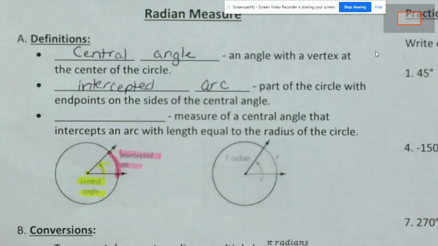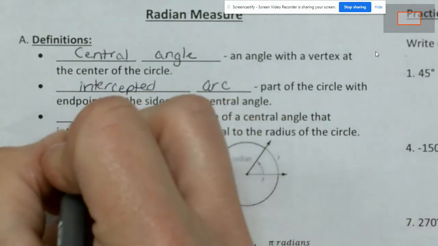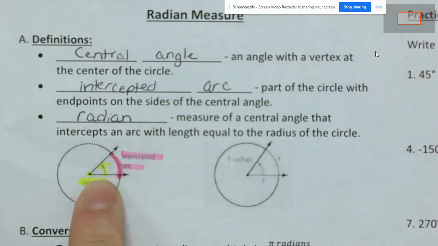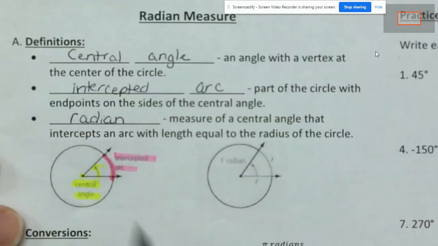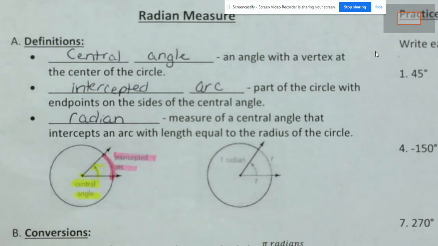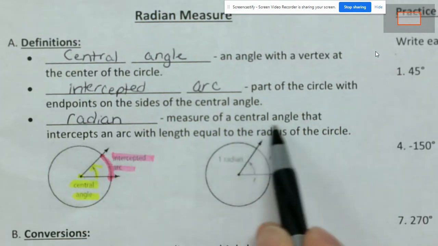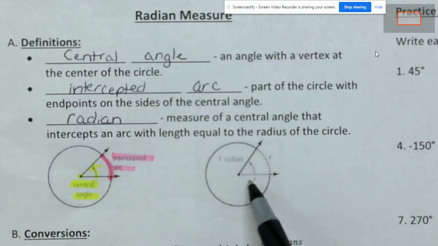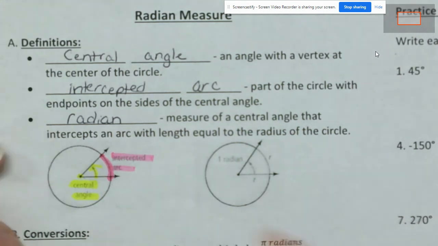And then last, we need to talk about the measurement of a radian. You have always measured angles in degrees. We might say that this angle here was 30 degrees. Well, now we're going to start measuring angles in relationship to radians. A radian is the measure of a central angle that intercepts an arc with length equal to the radius of the circle. And when we talk about the radius of the circle here, we're always talking about the unit circle.